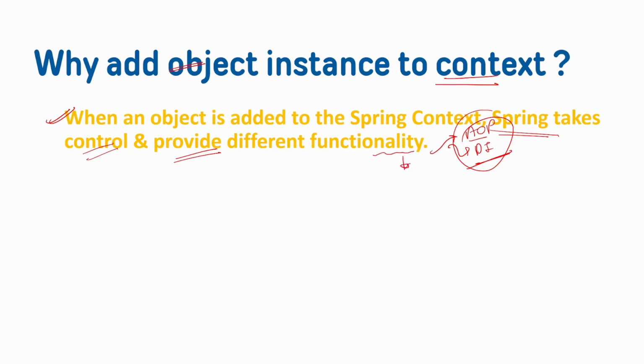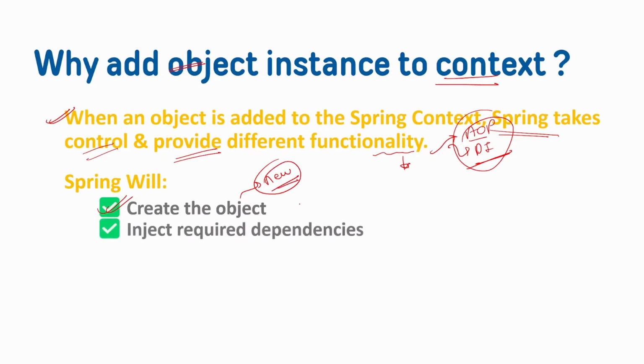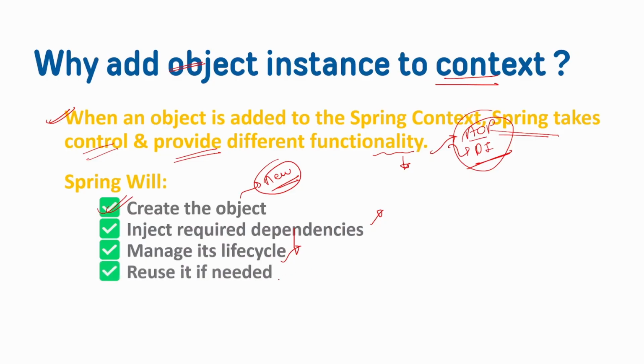So basically, when we add this object to the Spring context, Spring takes the full control of that object and provides different functionality. For example, it will create the object for us. We don't need to create the object using the new keyword. Spring will create the object for us. It will inject the required dependency that is needed for the creation of that object instance. It completely manages its life cycle. We don't need to manually manage its life cycle. And if there is a need for reusing it, then Spring will automatically reuse it and destroy it safely. So basically, Spring provides all this type of functionality.